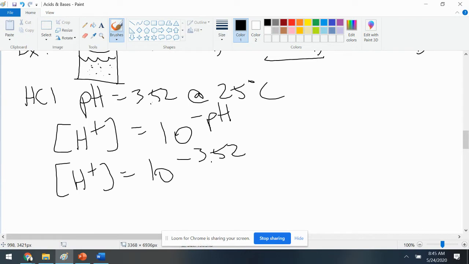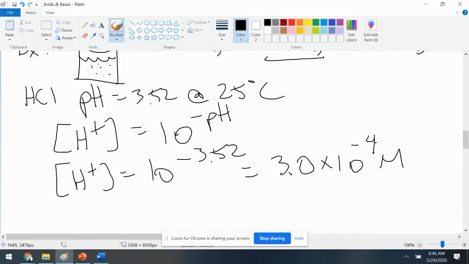3.52. So with your calculator, you have to put in the numbers 10 to the negative 3.52. And you're going to get this very, very small number. It's going to be 3.0, and I'm going to put it in scientific notation, times 10 to the negative 4. Since I'm asking for the concentration, I typically use what?